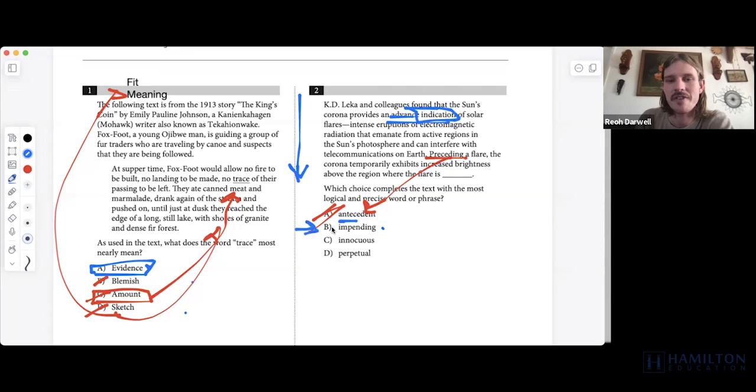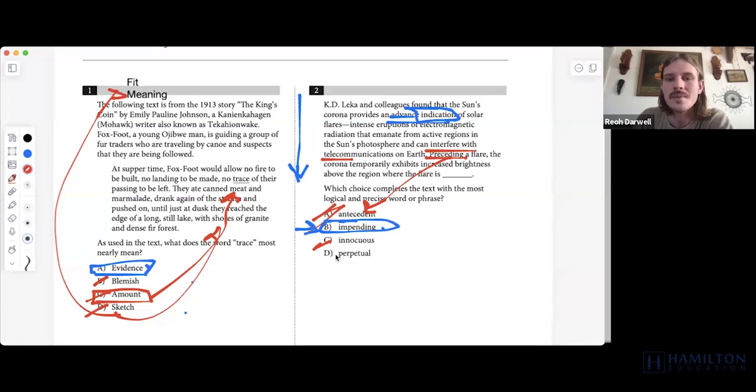So impending fits that meaning in the text, that definition in the text, better than antecedent does, though antecedent does have a synonym somewhere in there, or a relatively related word. Innocuous is wrong here. Innocuous means harmless. We're not talking about harm or anything really here other than interfering with telecommunications, which is actually an opposite distractor to innocuous. If it interferes with telecommunications, it's not innocuous.